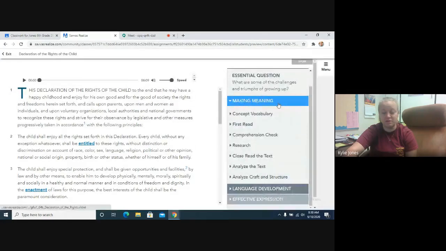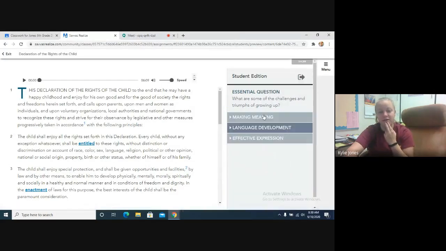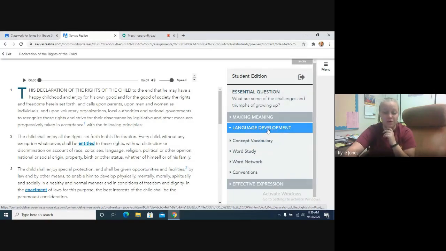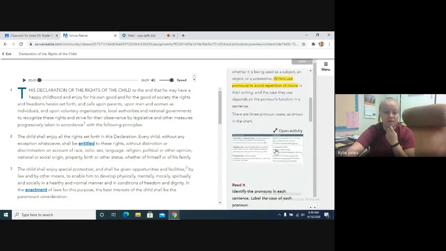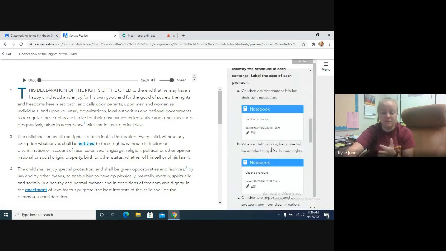Analyze, craft, and structure is the other one. So comprehension check, analyze, craft, and structure. Those are the 2 big ones that you need to have done, as well as what we were just working on. So under language development, the conventions part. You need to make sure you do A, B, C, and D.